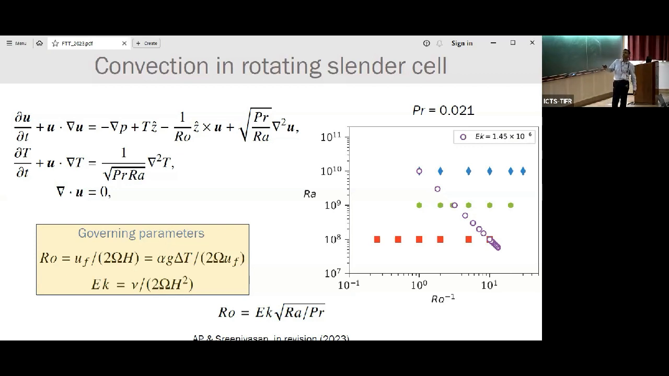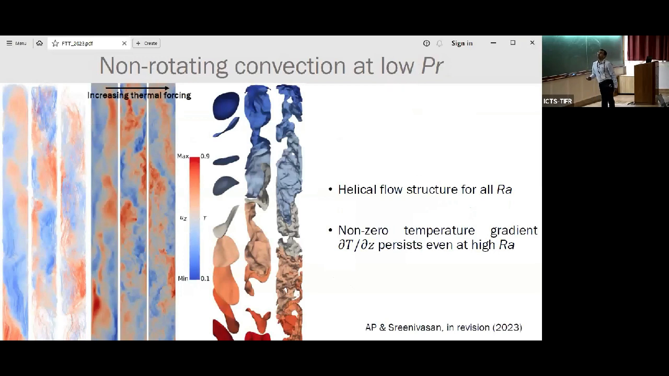We took a flow at constant Ekman number. That means we fixed the rotation rate and changed the thermal forcing, and we also fixed the thermal forcing and changed the rotation rate. So let's look at the flow configuration. This is a flow at Prandtl number 0.021, which corresponds to mercury or liquid gallium.